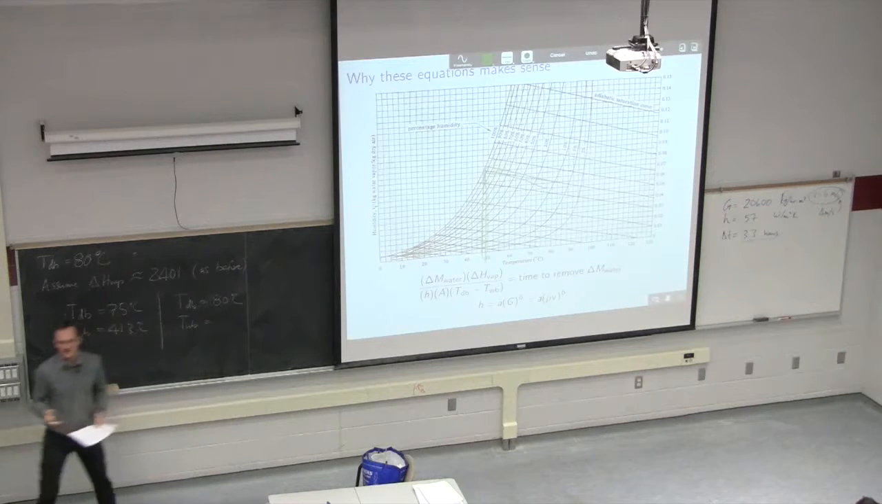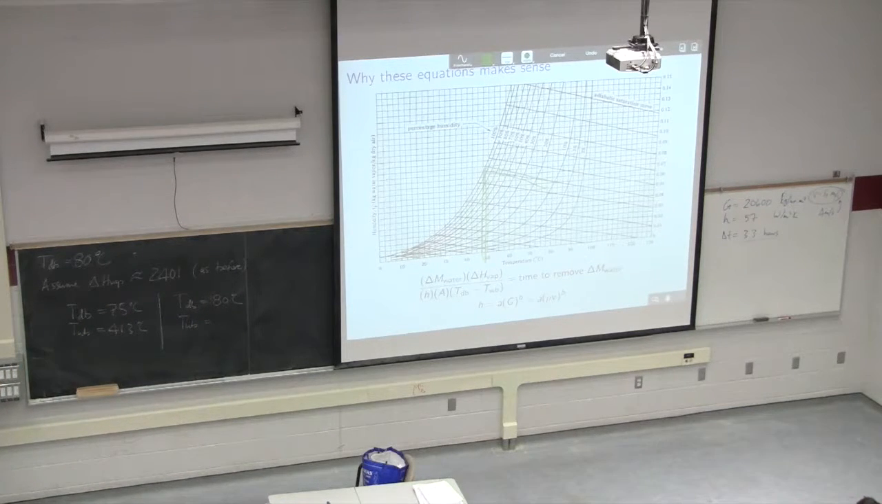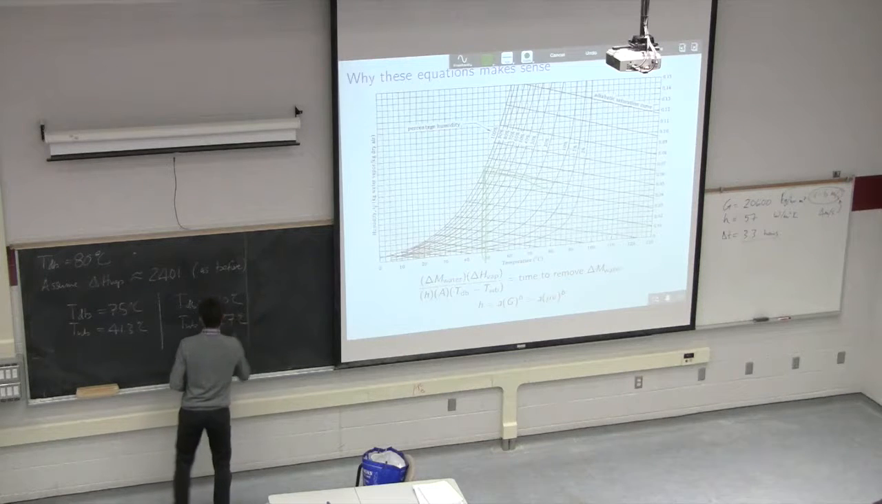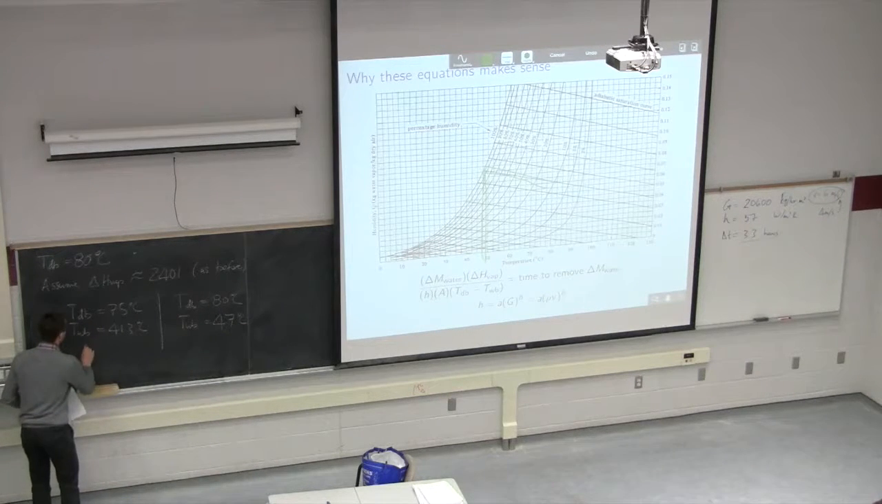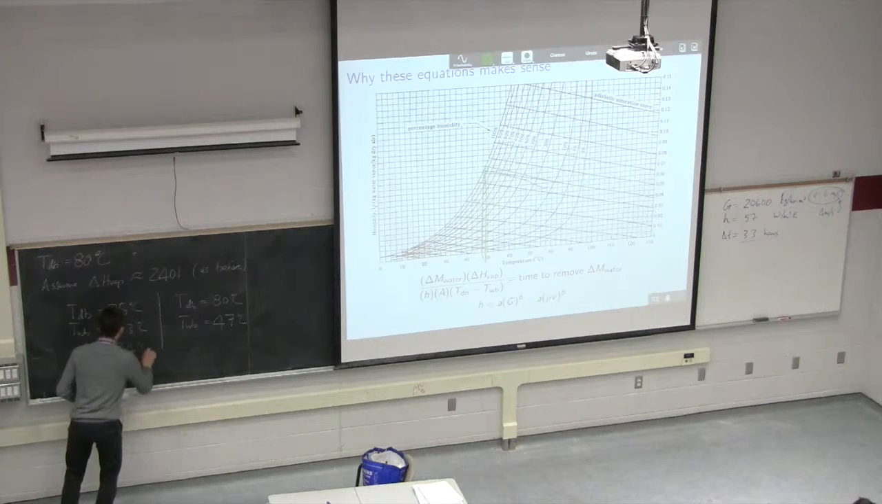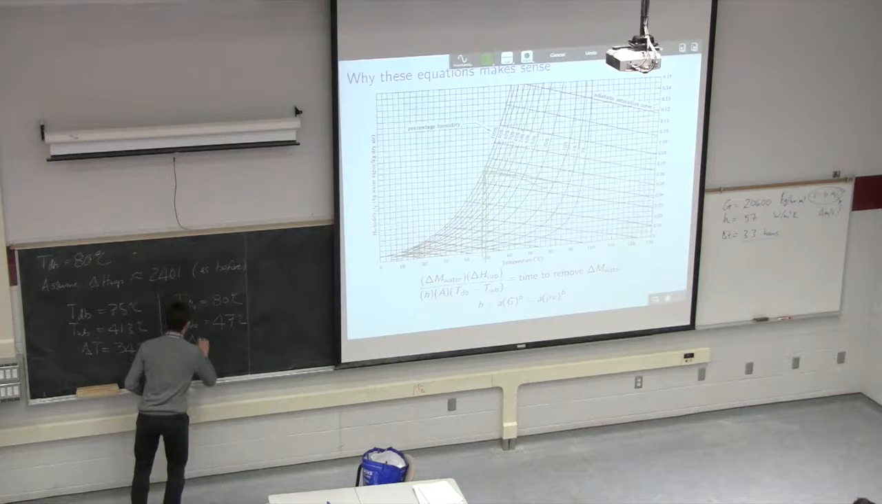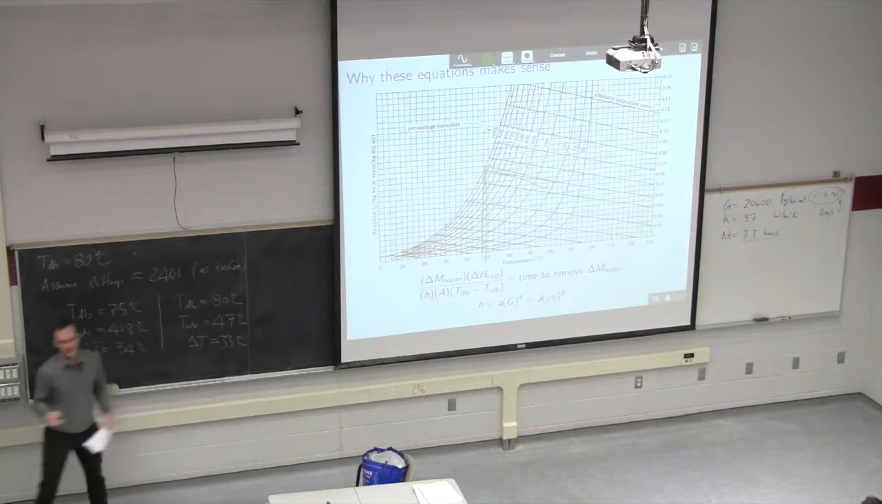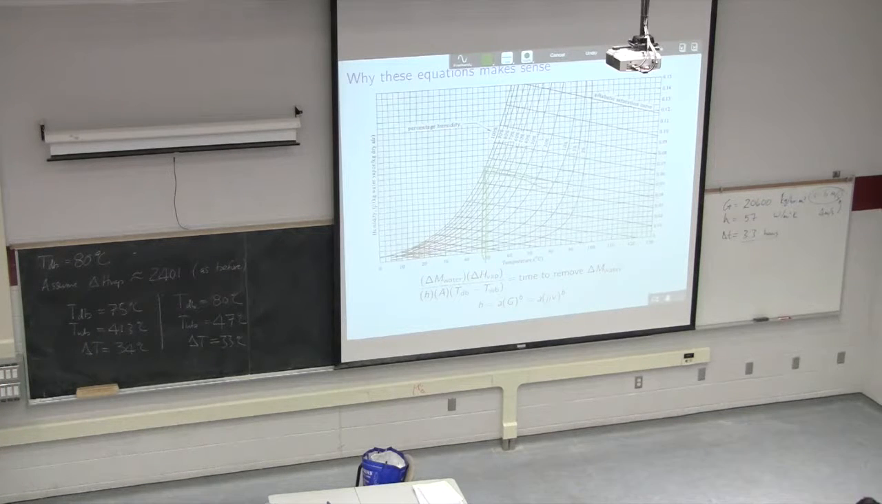And what wet bulb values did you get? 47, okay. So your delta T driving force here is in the order of 34 degrees, and here your driving force is in the order of 33 degrees. 33, 34 still. So actually changing only your dry bulb temperature didn't get you any significant change in drying time.